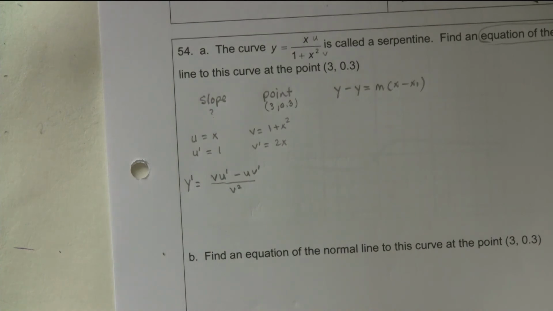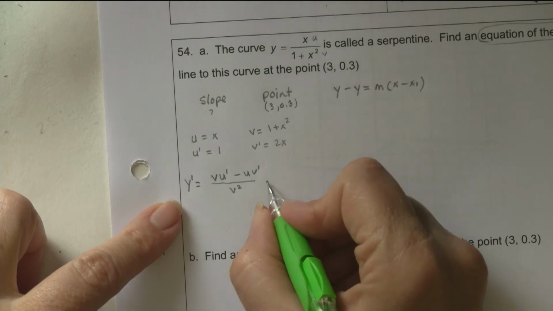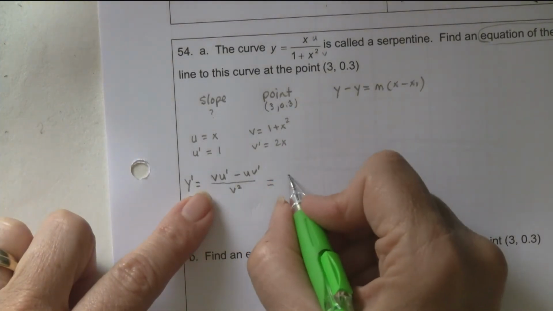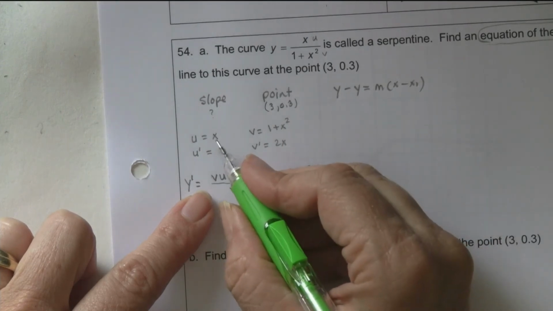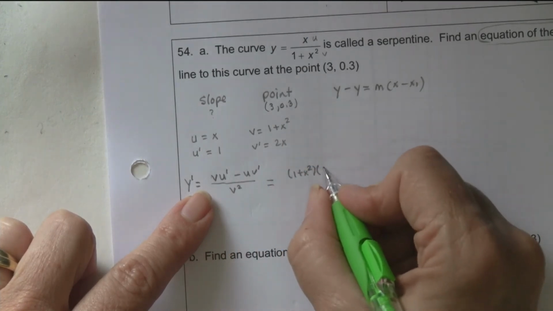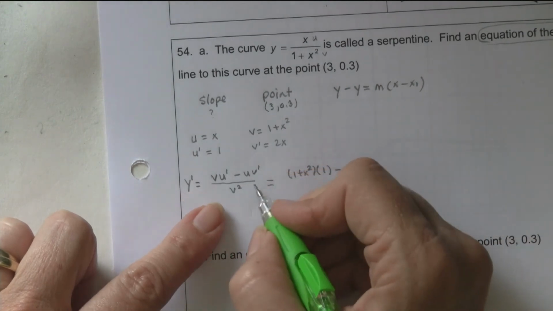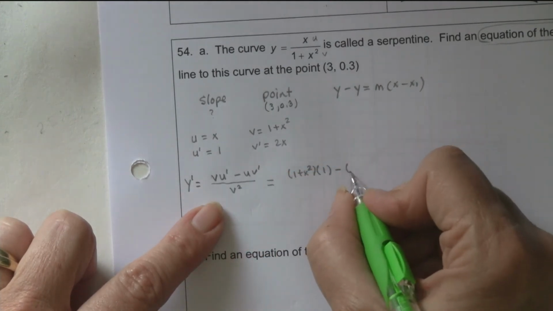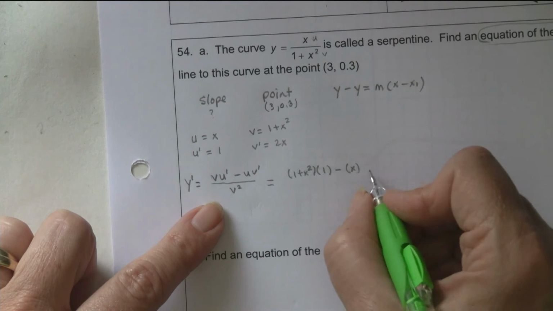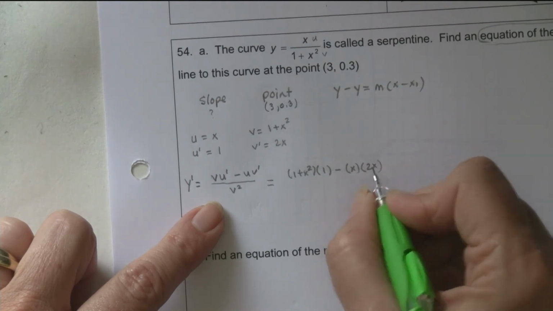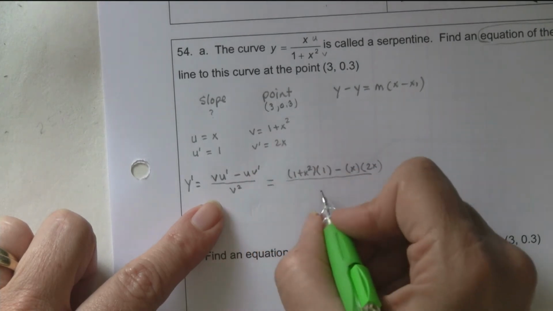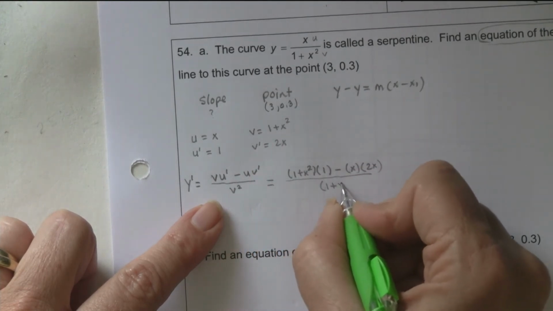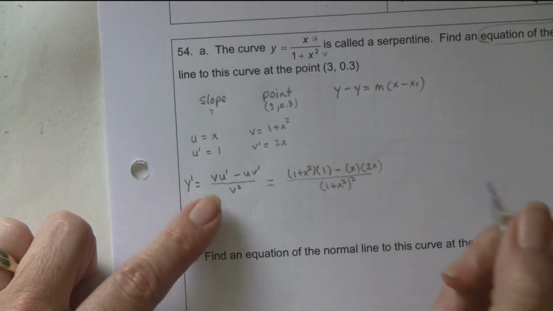And so that's the rule, right? And I have things that I'm going to be plugging in here. So for v, I have 1 plus x squared. And for u prime, I have 1 minus... And then for u, I have x. And for v prime, I have 2x. And then over v squared, so this is v, so 1 plus x squared squared.